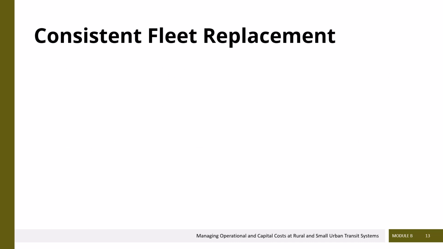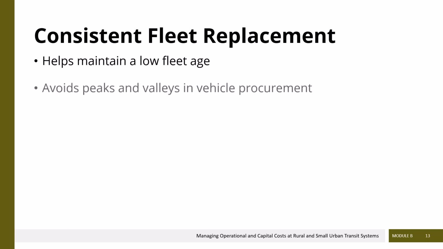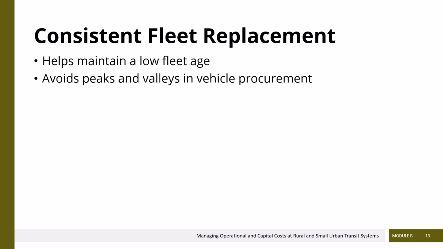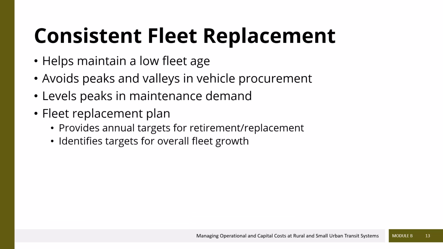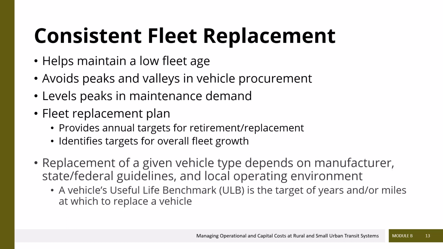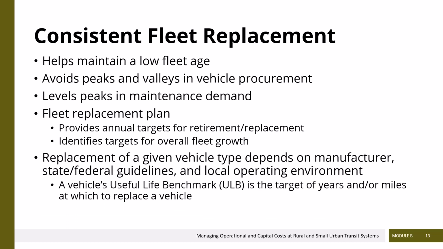Another strategy to help manage maintenance costs is consistent fleet replacement. This helps you maintain a low average fleet age and also avoids peaks and valleys in your vehicle procurement cycle. By doing this, you also level peaks in maintenance demand. In order to accomplish consistent fleet replacement, it's important to have a fleet replacement plan. This plan would provide annual targets for vehicles to retire or replace, and also would identify targets for overall fleet growth. Of course, when to replace a given vehicle depends on the manufacturer, state and federal guidelines that you're following, and your local operating environment.